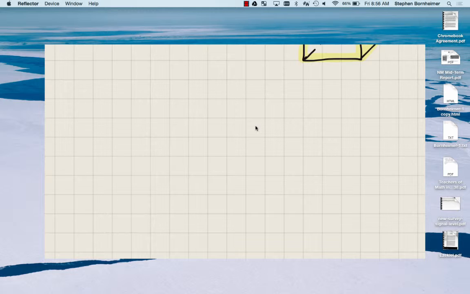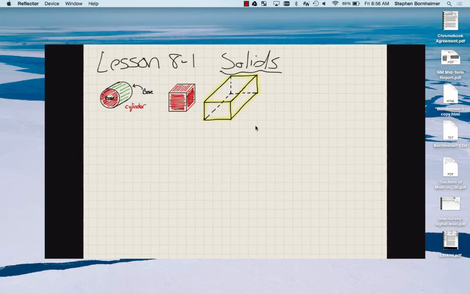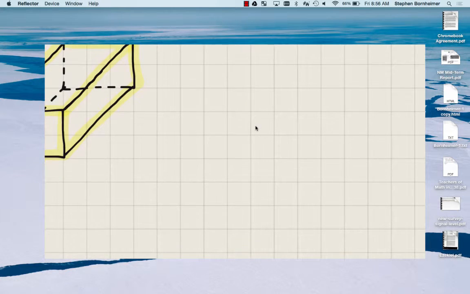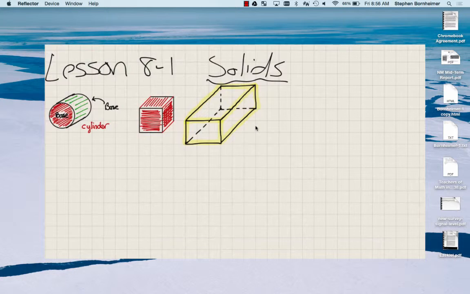Hopefully you've got the rectangular prism thing kind of down. Now we're going to do a pyramid. Just a regular prism. Well, read the definition.